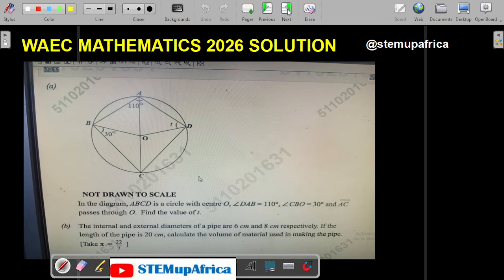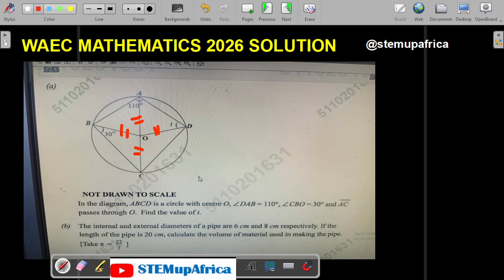So by having center O here, what does that mean? It means that all of these lengths come from the same center. From the center to any point on the circumference is called the radius. So all those lengths are equal.